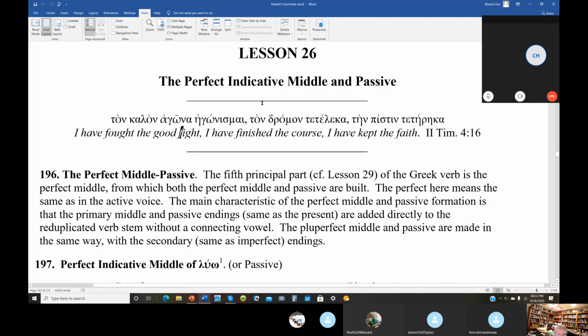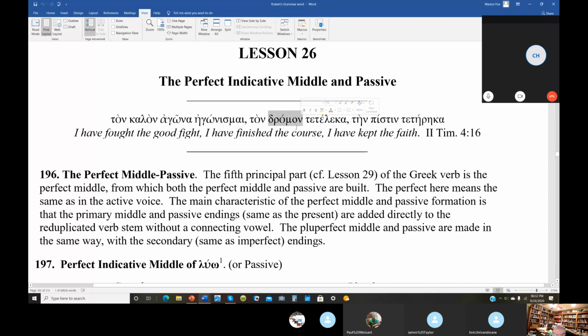All right, now we have two perfect indicative verbs here. So we'll look at them here in just a minute. Right here and right here. So I have fought the good fight. I have fought it, okay. I have finished the course.